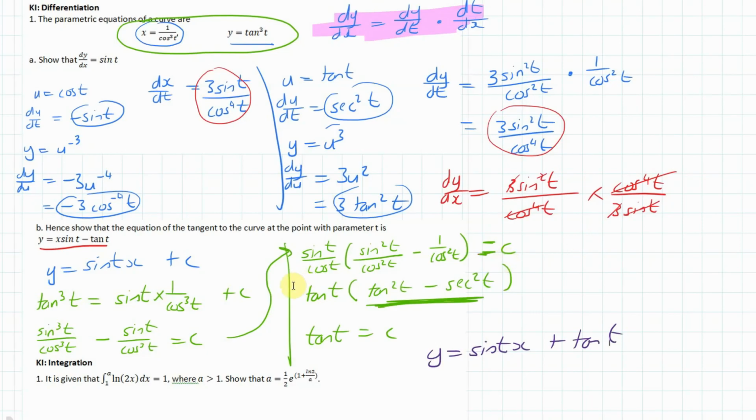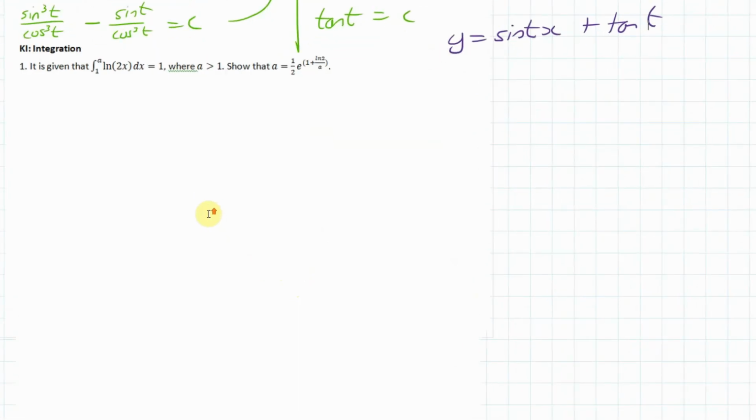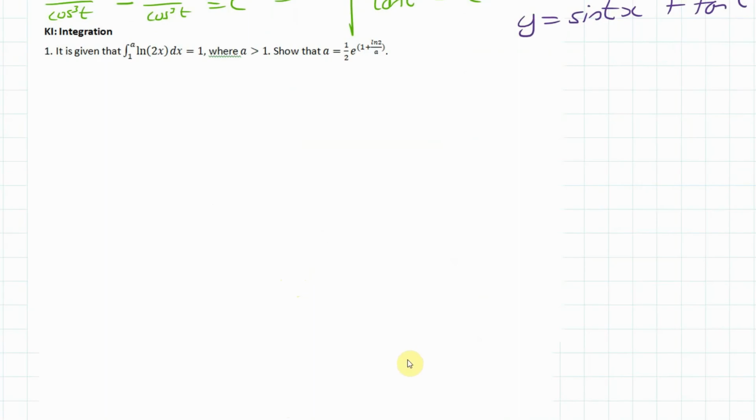Because that's what c is equal to. Okay, so the next one is an integration question. And we've got to integrate this ln 2x and show this here. So the first thing is you can't integrate ln 2x just like that. You need to integrate by parts.